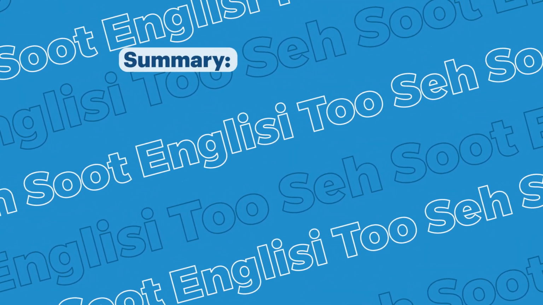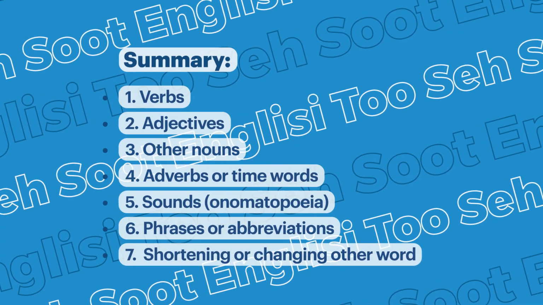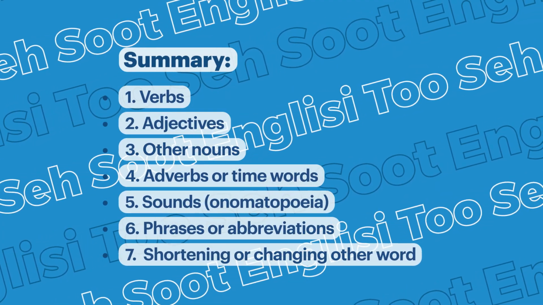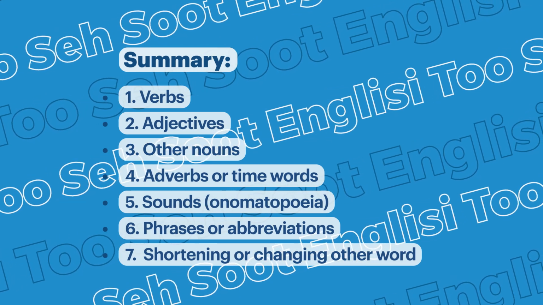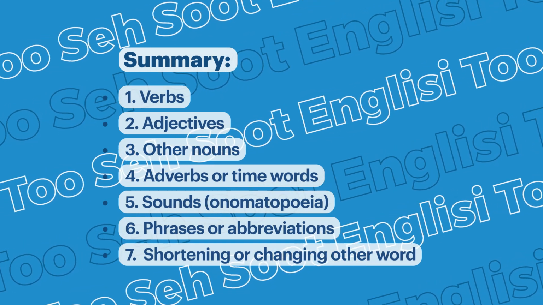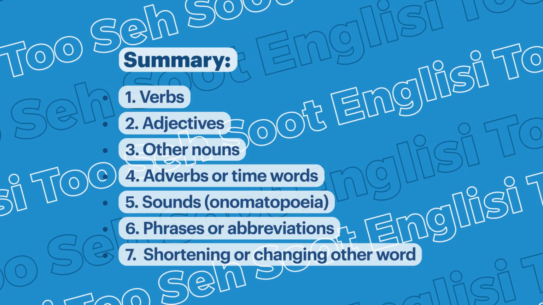In summary, you can make nouns from verbs, adjectives, other nouns, adverbs or time words, sounds or onomatopoeia, phrases, or abbreviations, and by shortening or changing other words.